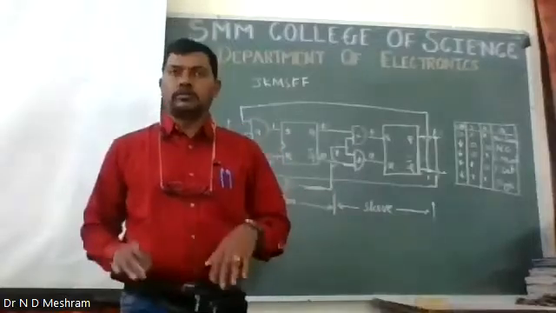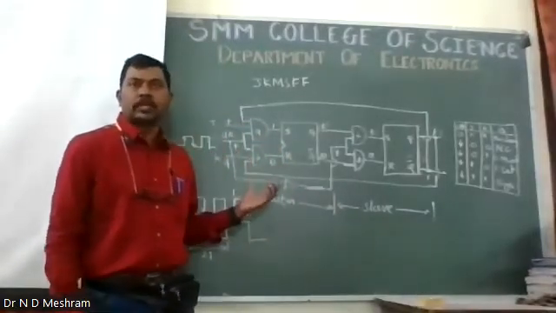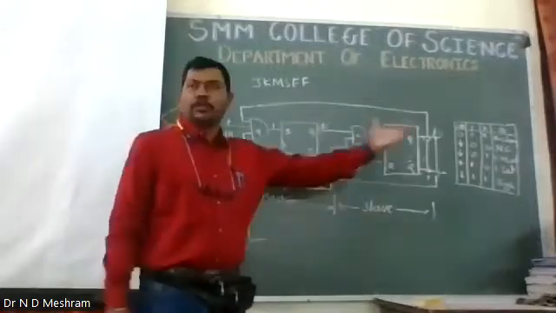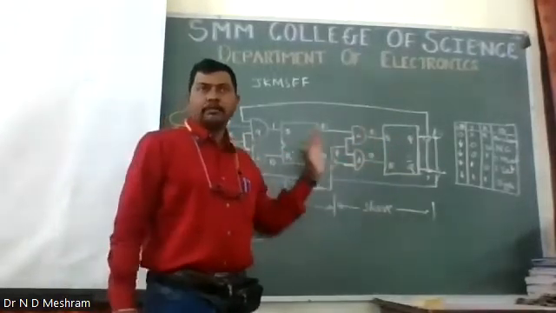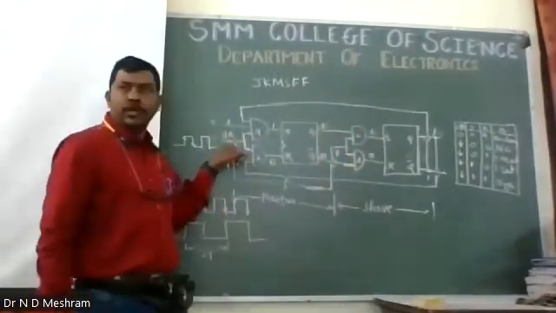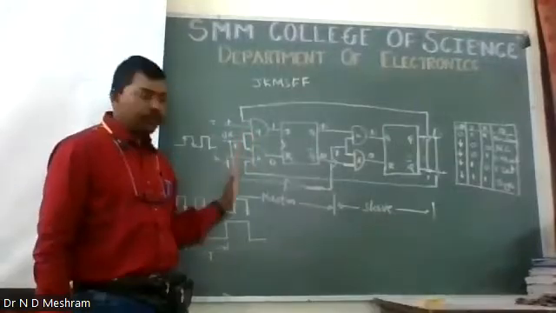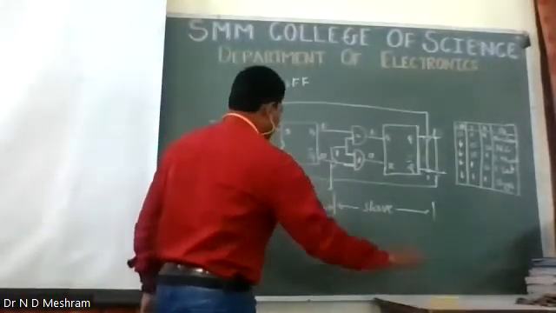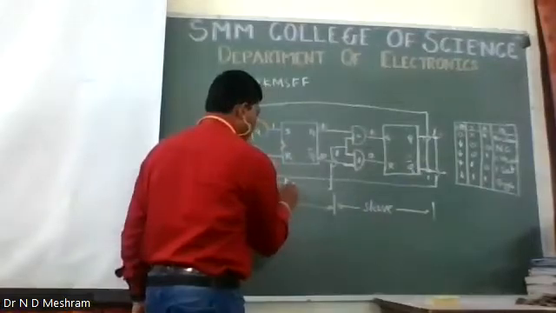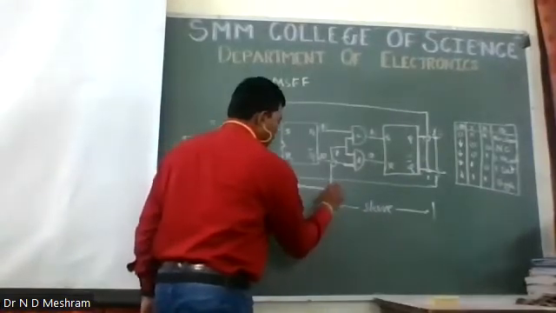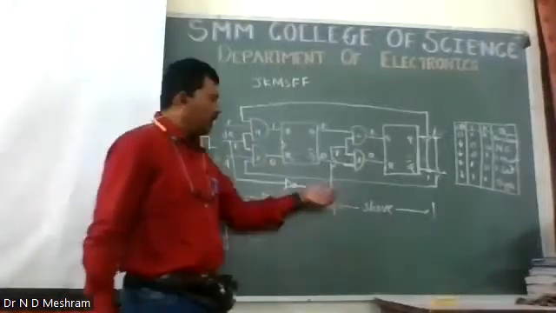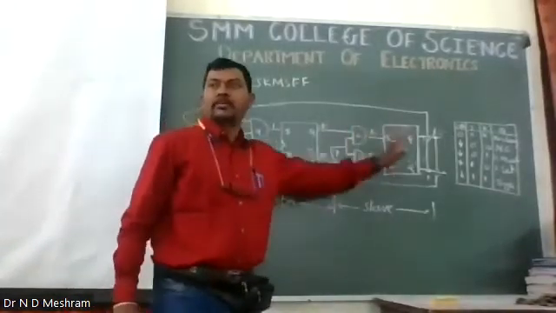I will again explain the construction of the JKMS flip-flop. Here in the JKMS flip-flop, we have two JK flip-flops connected back to back. The clock of the first JK flip-flop is inverted and given to the second. So this is being inverted by using an inverter over here, a NOT gate, and it is being given to the clock of the second flip-flop.